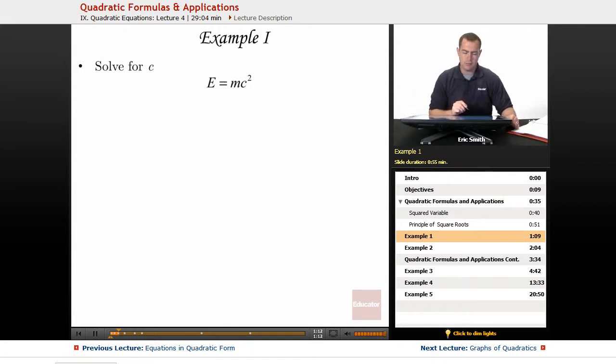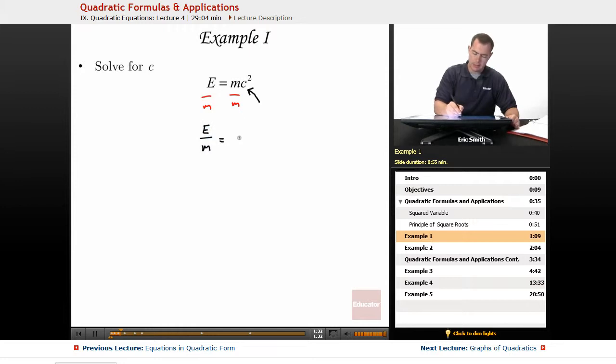Let's see this really quick for a small formula. So in this formula, I have E equals m times c squared. And let's go ahead and try and solve for c. As I work to try and get it all by itself, the first thing I'll do is divide both sides by m. So E divided by m equals c squared.